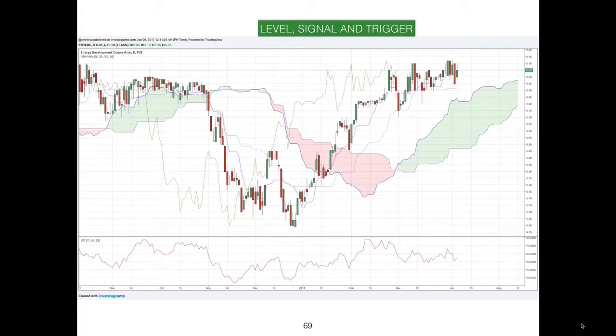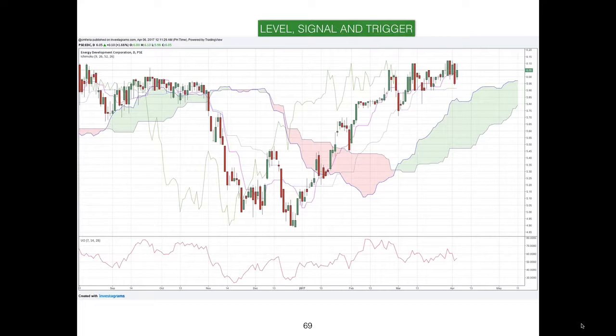The trigger is what confirms your bias. For example, after price tests support level many times, it bounces with a bullish engulfing candlestick that breaks above the previous range, then that is a trigger to buy.